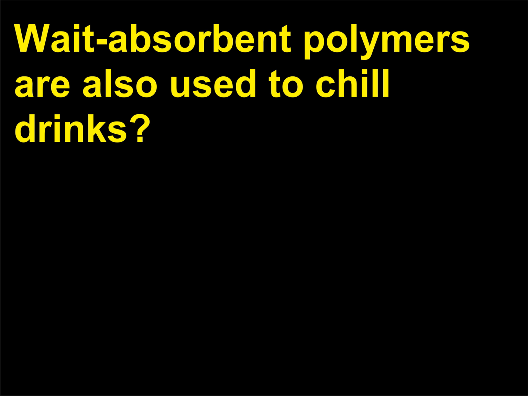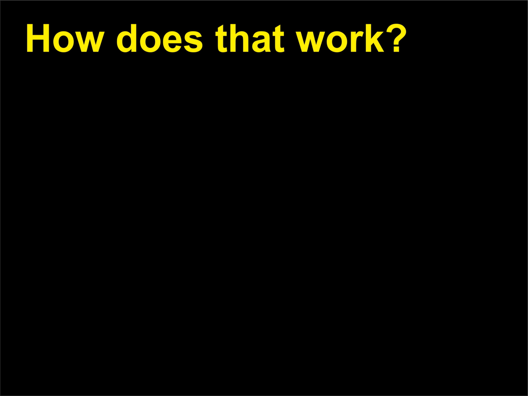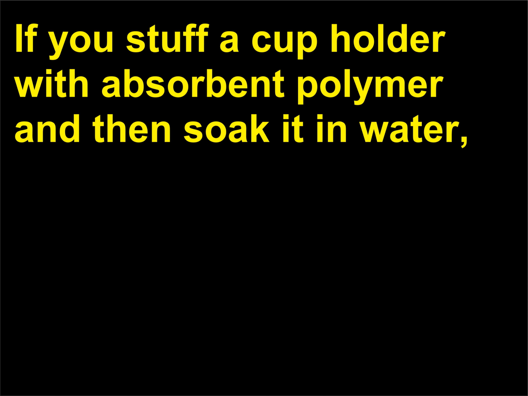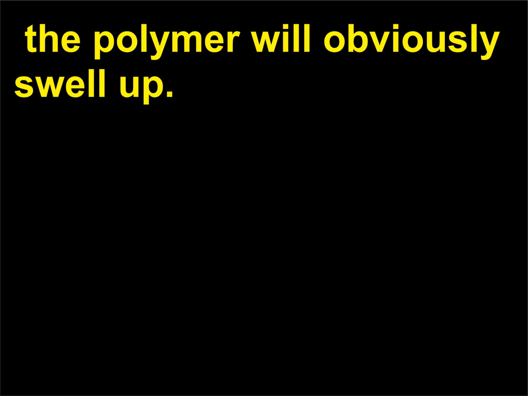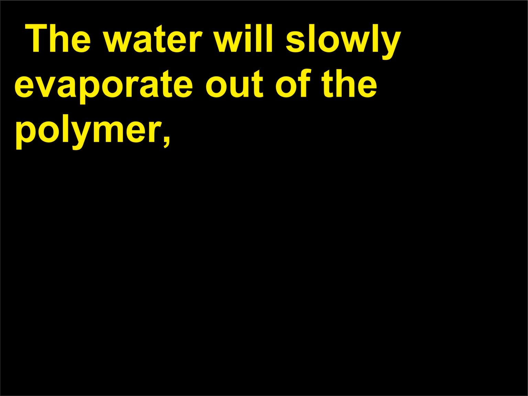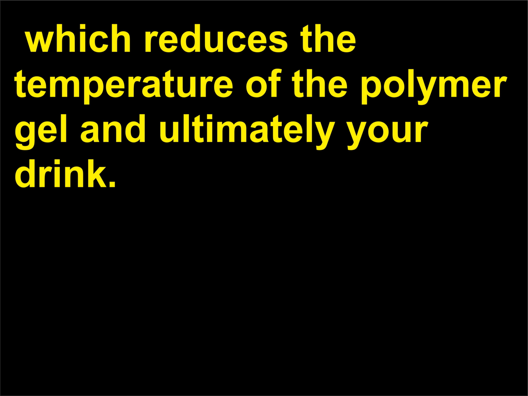Water-absorbent polymers are also used to chill drinks? How does that work? If you stuff a cup holder with absorbent polymer and then soak it in water, the polymer will obviously swell up. The water will slowly evaporate out of the polymer, which reduces the temperature of the polymer gel and ultimately your drink.